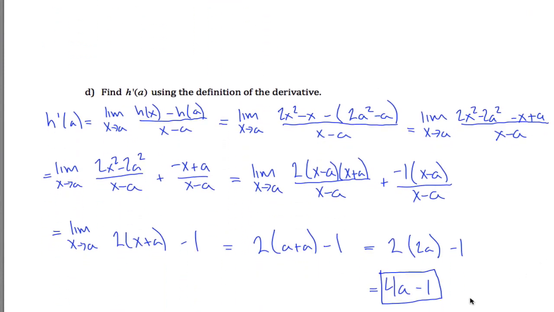So that's the derivative, 2 different ways to get at it. And that's the end of this very long quiz.